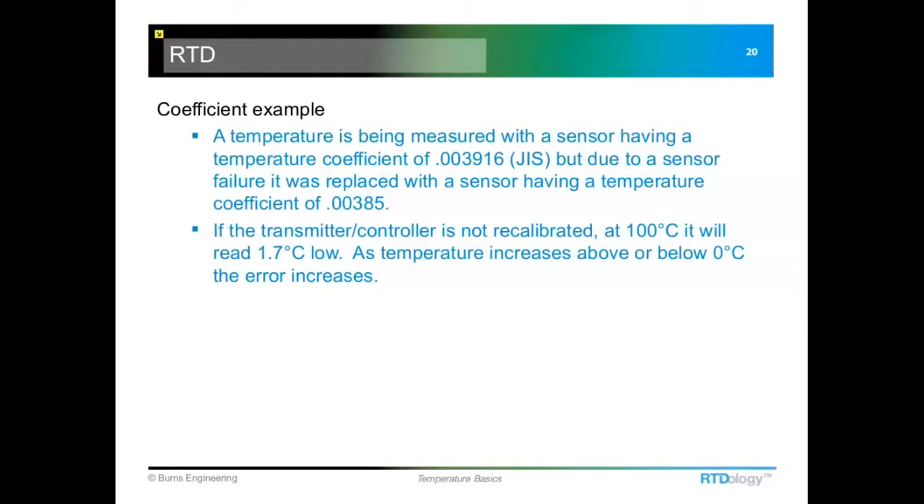Again, all of these PT100s are going to be accurate at 0 degrees C, but as you go above or below 0 degrees C, that error is going to keep getting bigger and bigger and bigger as you go away from 0 degrees C.